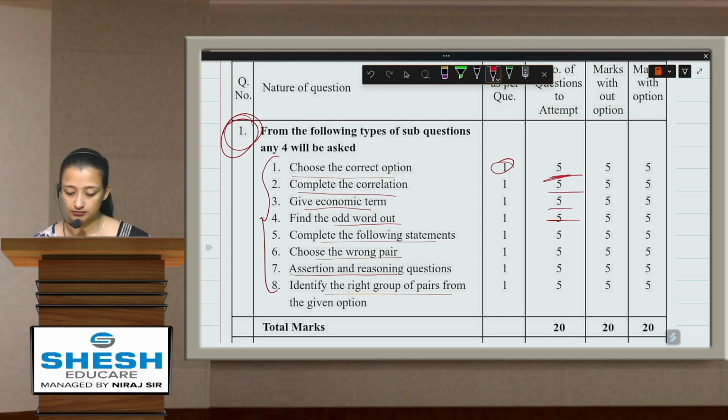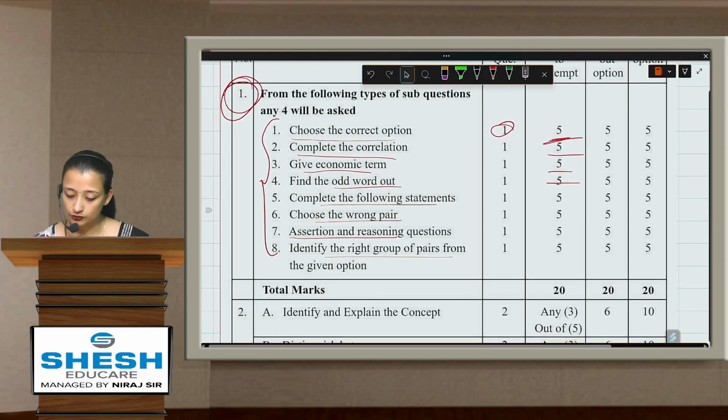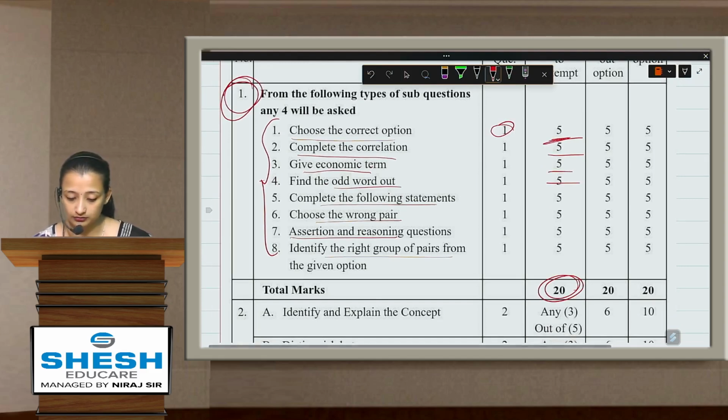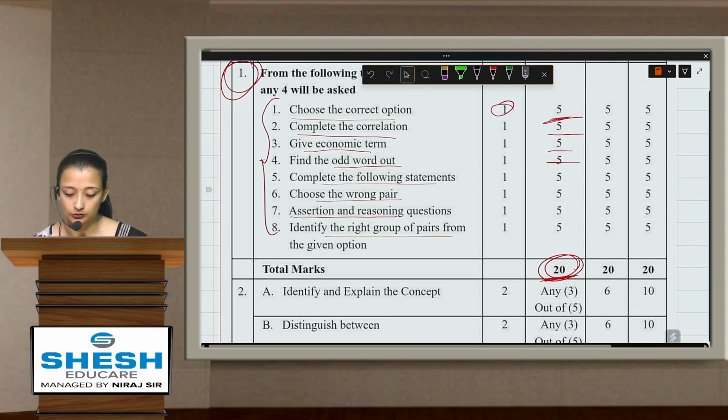So that's it for objectives. So if 20 marks, you have objectives. If your concepts are clear, you can make sure to catch these 20 marks. These 20 marks are very easy to get. So make sure to read the questions properly and attempt these objectives.